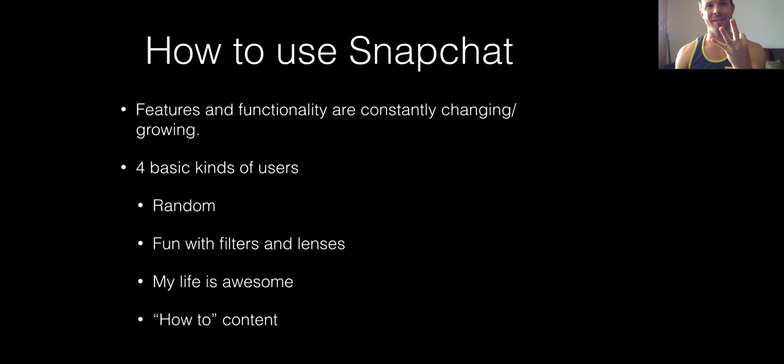The third kind is the "my life is awesome" kind of user, where they are just sharing the cool things about their life. Sometimes this can come across as bragging, and sometimes this can come across as inspirational, and I'll show you the difference of how to be the second one. And then the fourth kind of user is the how-to content. So they're sharing specific instruction, information about how to do something. Fitness, how to do makeup, how to select the right kinds of designs or dress or cars, whatever it is.